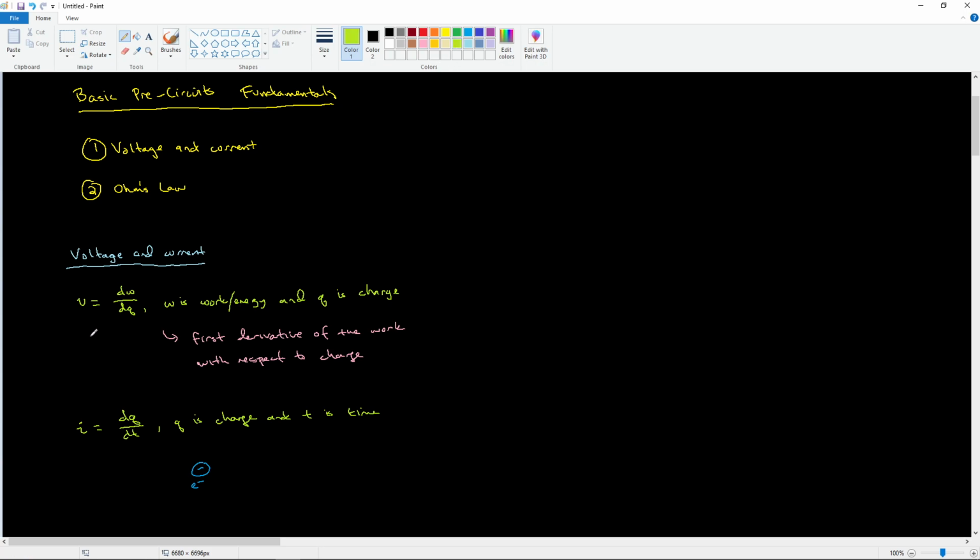And then let me put some units on here. So voltage, its units are in volts, conveniently enough. And then current, its units are in amperes. Okay. So again, voltage being the amount of energy that we have per unit charge, and current being the charge that we have per unit time.